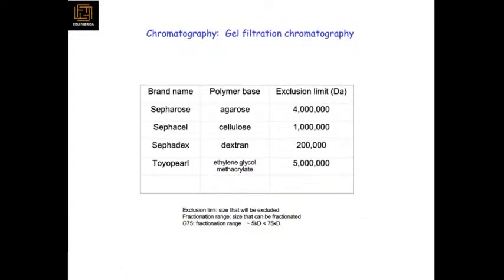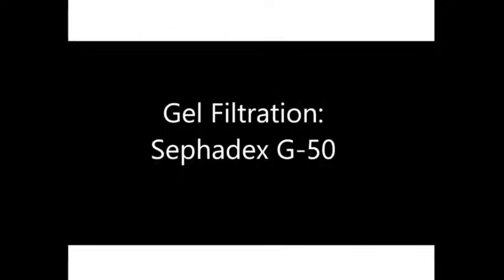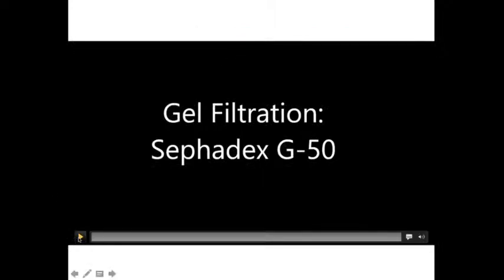There are various gels available for gel filtration chromatography: Sephacel, Sephadex, Toyopearl. Each has a different exclusion limit of size, like 4,000, 40,000, 100,000, 200,000, 5 lakh, and so on. Each has a different polymer base: agarose, cellulose, dextran, ethylene glycol, methylene. Now a small video to explain this.